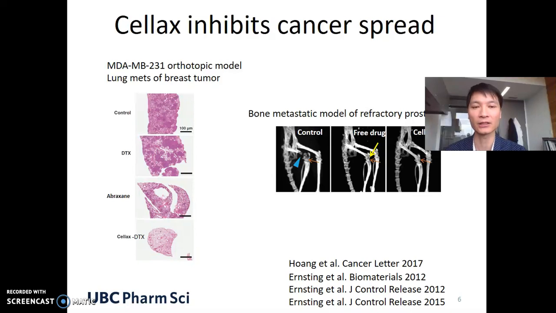And in the middle, we have the free drug, and you see the bone is better preserved. But you see shades there, indicating the tumor is still growing, but at a slower rate. But look at the Cellax bone. The bone is much better preserved, and you don't see shades there, indicating that this is a well preserved bone, and there's little evidence of cancer spread.